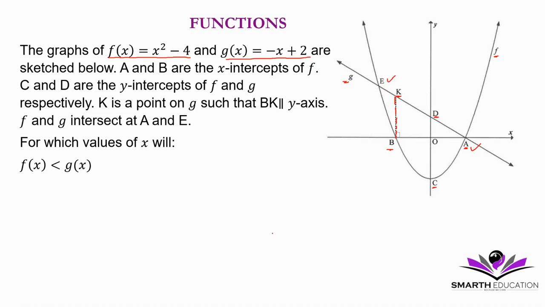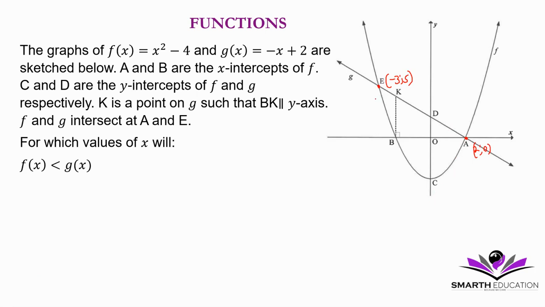For which values of x will f(x) be less than g(x)? We are going to use our answers from the previous questions. So we want where f(x) is below g(x). Less than means below g(x). The coordinates of E, we found, are (-3, 5), and the coordinates of A are (2, 0). At these two points, A and E, the graphs are equal.